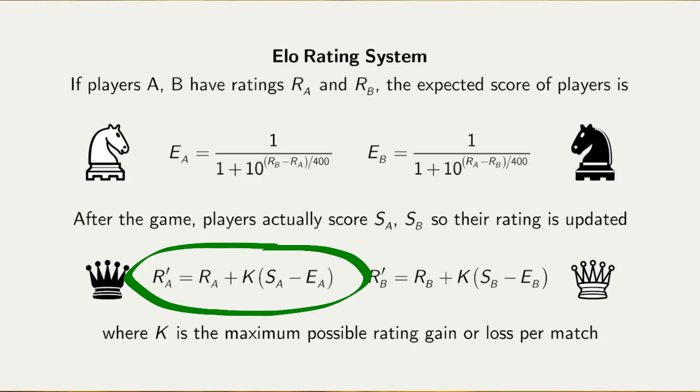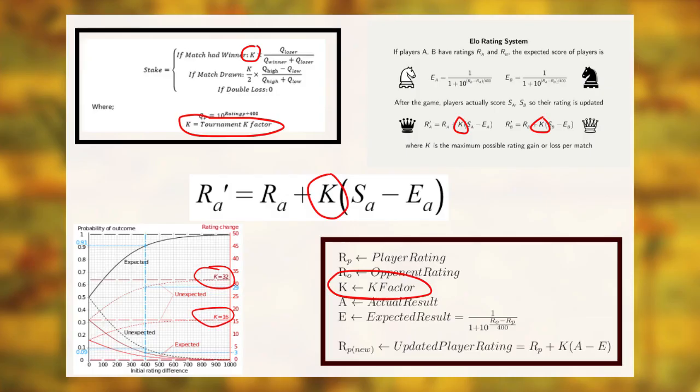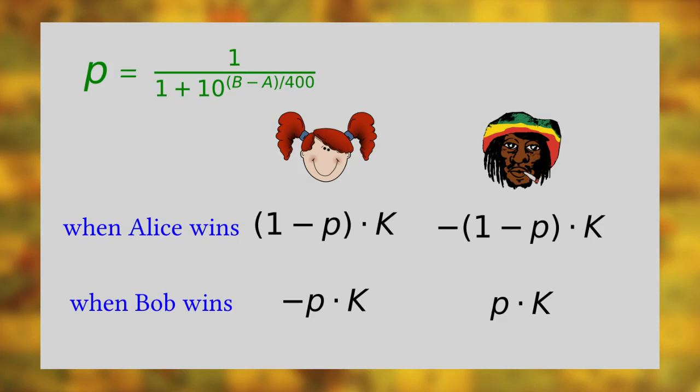The update size depends on P and on a constant called capital K. Let's unpack this update for a win-lose game. If Alice wins, then the Elo increases by (1 minus P) times K, and Bob's Elo is decreased by the same amount. And if Bob wins, Alice's Elo decreases by P times K, and Bob gains the same amount. The total sum of the rankings remains constant, and by convention averages to 1500.